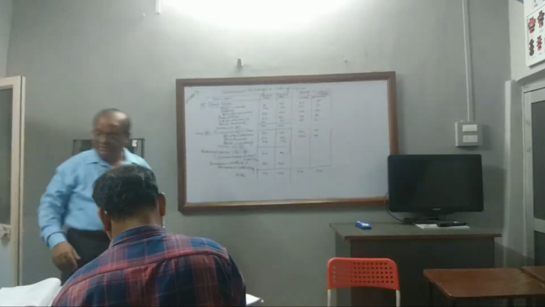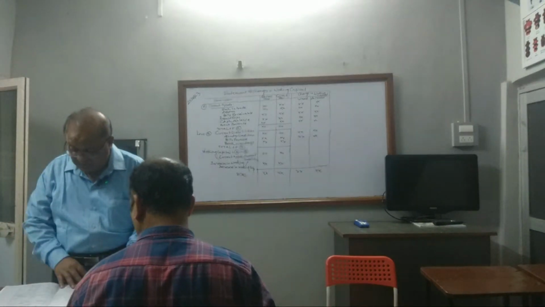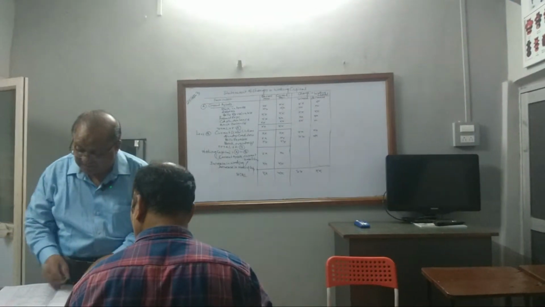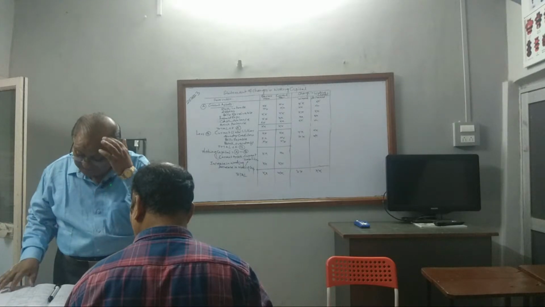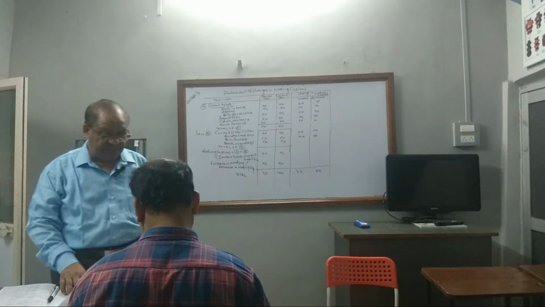Now, we'll see. This is the pro forma. With the help of that pro forma, we'll ascertain the changes in working capital here. Just below that, after this, page 172.